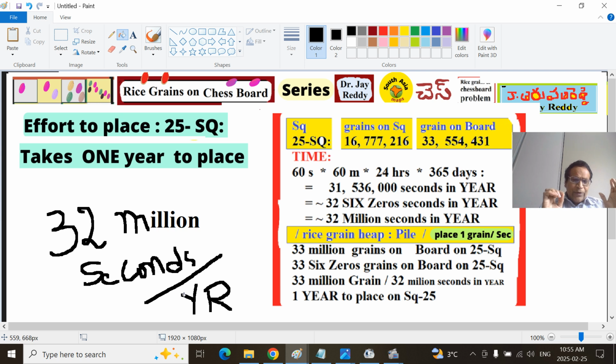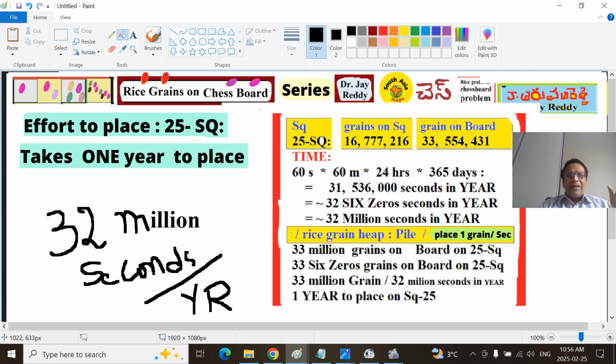Suppose you take one grain and assume it takes 1 second to put it in a heap. This is debatable or subjective. Does it take 1 second, or less, or more? That means if the grain is there throughout the world, it may take time to transport it and put it. Assuming the grain is present nearby, somebody handing it over to you, and you are putting it in a particular square, it takes 1 second. This is the assumption, just to understand the concept.